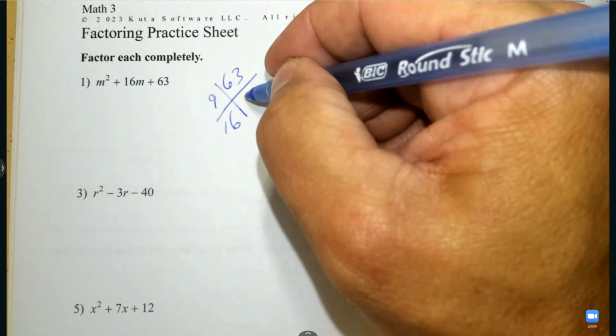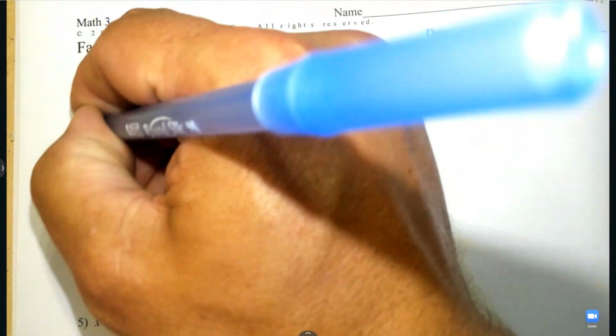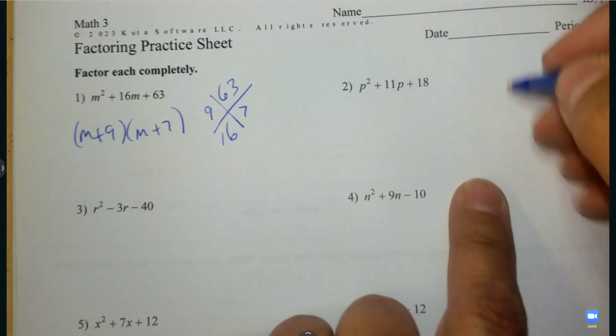So 63 and 16. What two numbers multiply to 63? We have to know our times tables. So 9 times 7 is 63, and they add to 16. Two parentheses, both start with x. One's going to be positive 9, one positive 7.